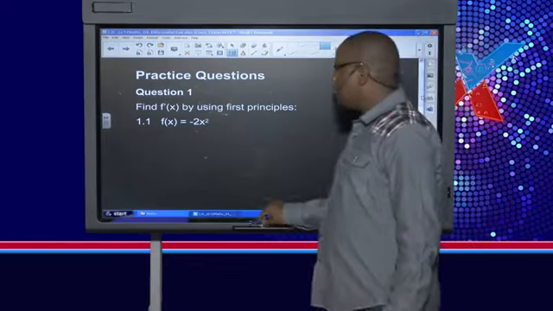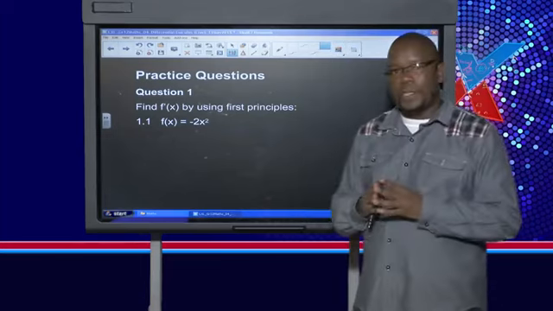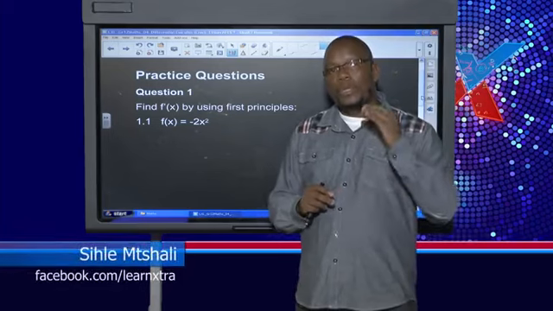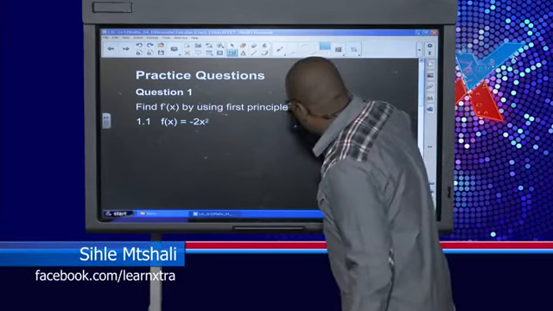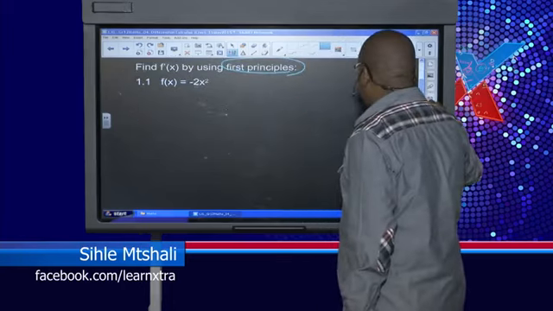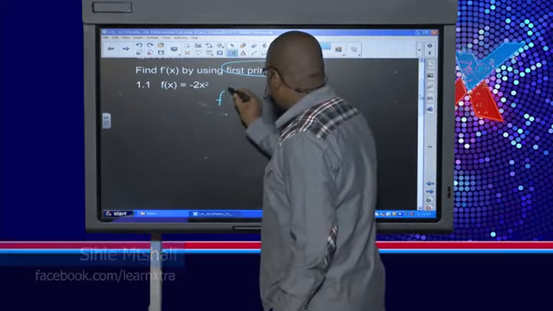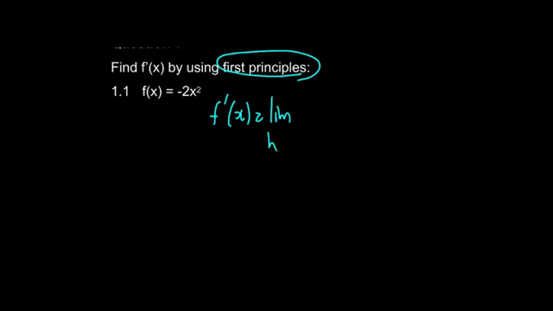Back to calculus, guys. So now we are finding the derivative from first principles, and we said you need to use a formula when they ask you to find it from first principles. Let us remind each other of the formula. We said it's f prime x equals the limit as h tends to 0 of f of x plus h minus f of x, all divided by h.